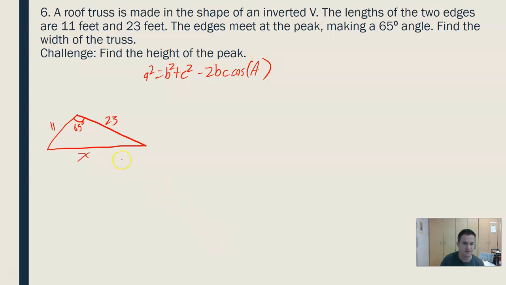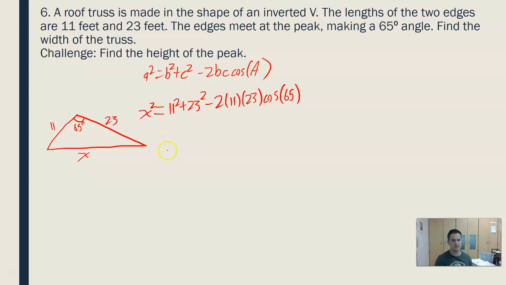So if I'm trying to find this side right here, x, I'm going to take the sum of the squares of the other two sides, so 11 squared plus 23 squared, minus 2 times each of those sides, times 11 times 23, times the cosine of the angle opposite the side we're trying to find, or the cosine of 65 degrees. Just like that. Oh, and this is x squared.